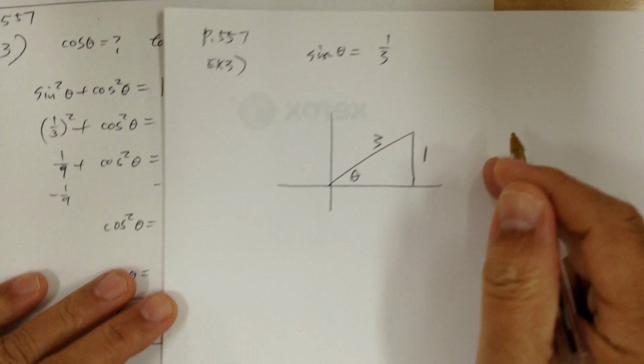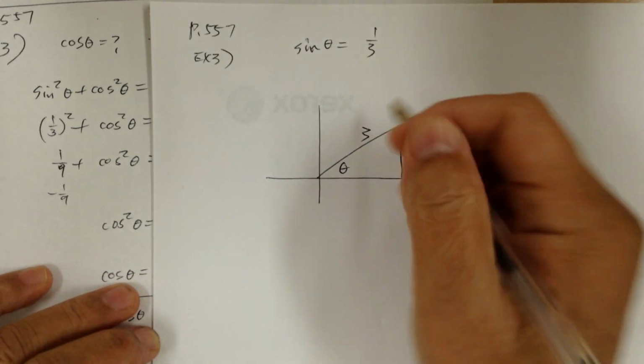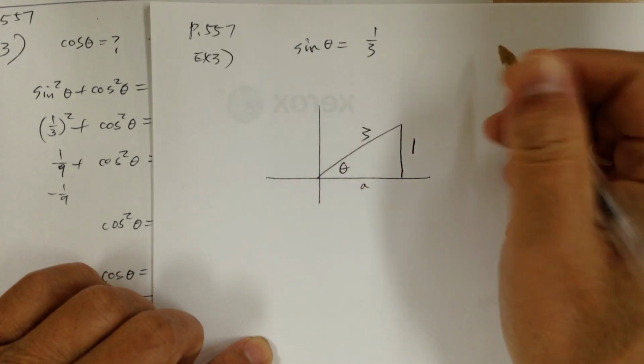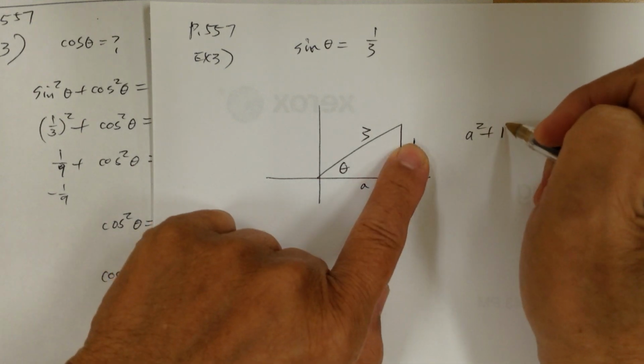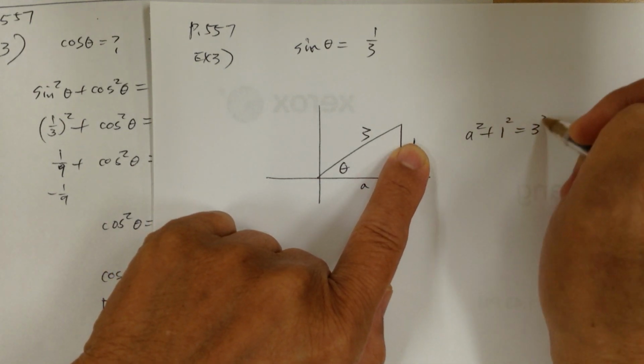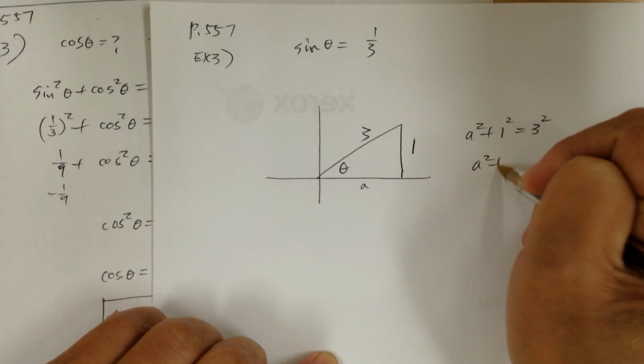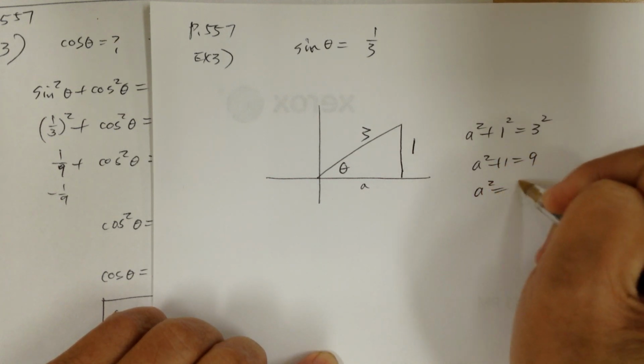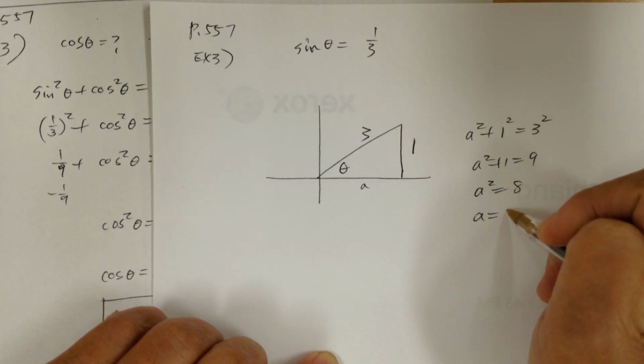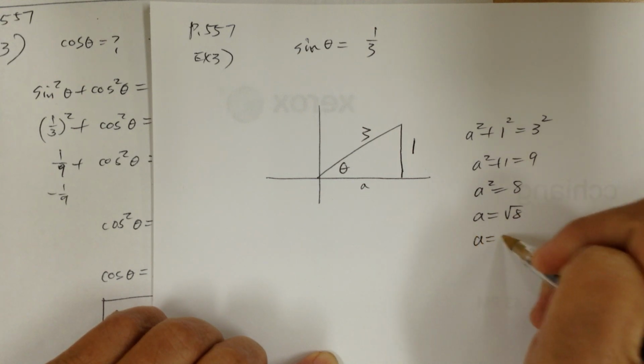Okay, and so if you use the Pythagorean theorem, right? So here's your A. So I'm going to call this A. So you got A squared plus B squared equal to C squared, right? And so you got A squared plus 1 equal to 9. So A squared equal to 8. So A equal to square root of 8. So A equal to 2 square root of 2.